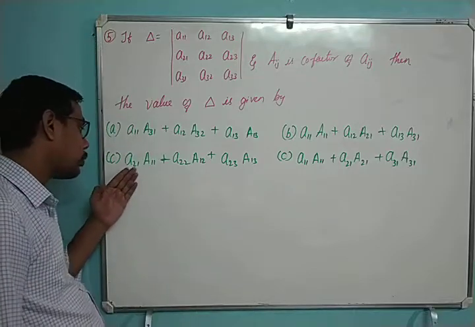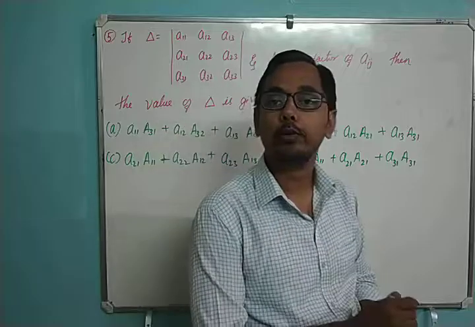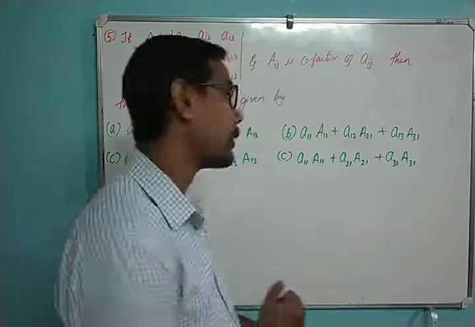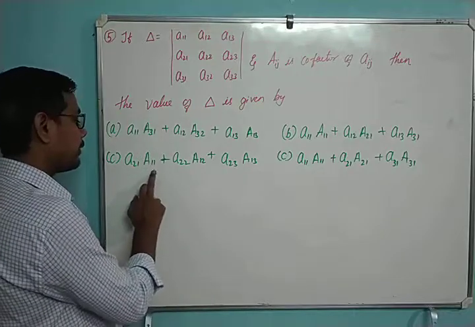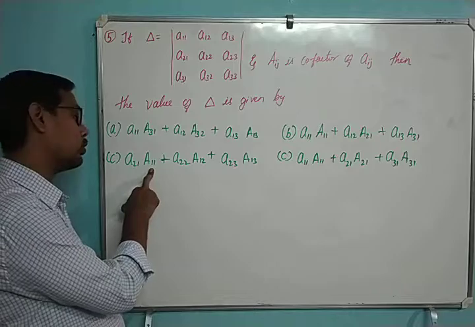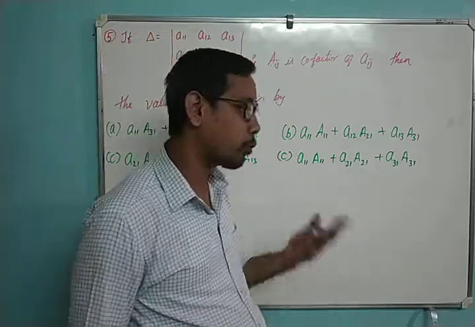Coming to here, A21, A22, A23. These are the elements of the second row. So definitely we should have cofactors of the second row. Do we have them here? A11. This is not the cofactor belonging to the second row. So this option is also cancelled. So obviously the fourth one should be the right one.